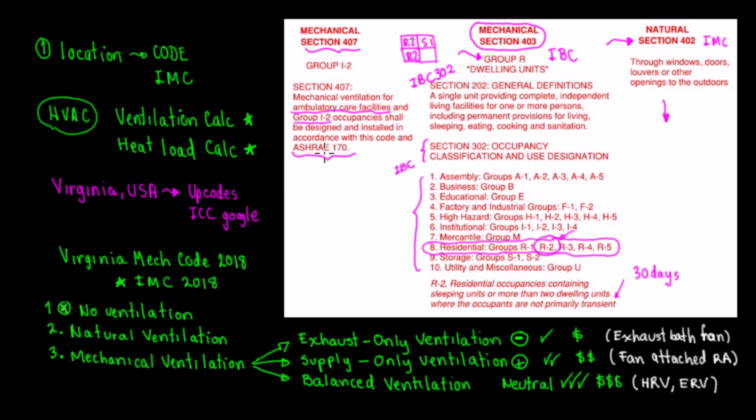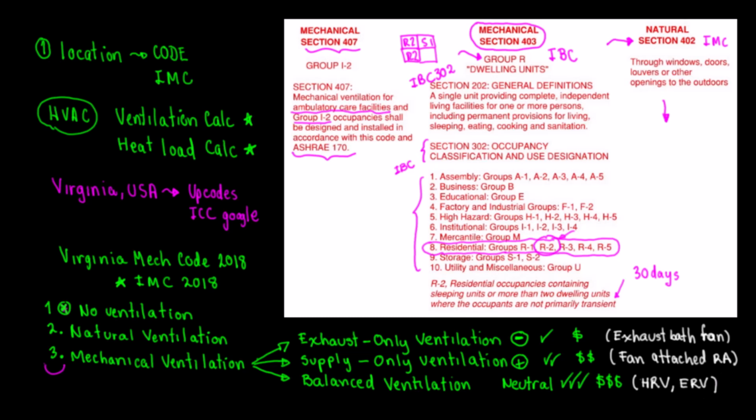Okay, so what happens is when you are doing your ventilation calculation, number one, you have to see the location to see the applicable code. Number two, you're going to check what type of ventilation you're giving, mechanical ventilation, right? Number three, you're going to check if it's exhaust only, supply only, or balanced ventilation.